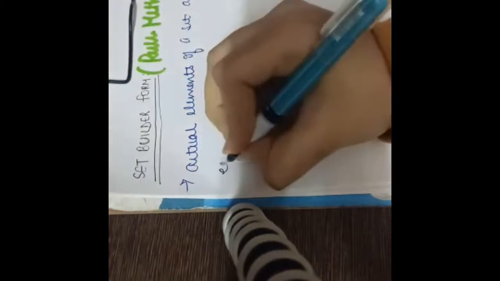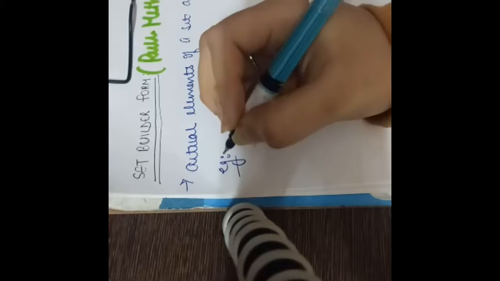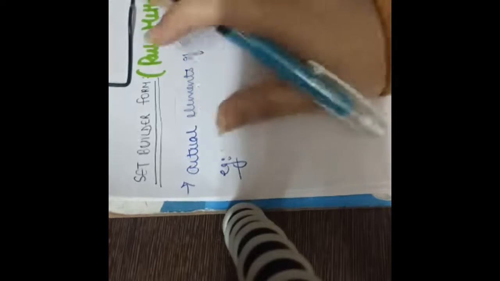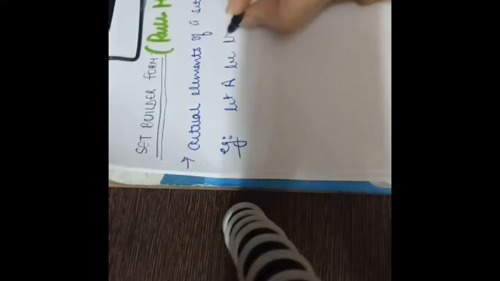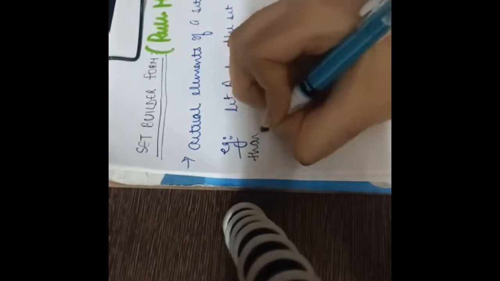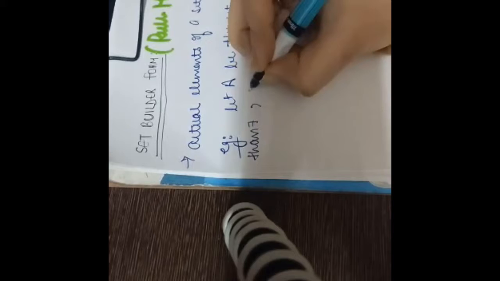Now let's take an example. Let A be the set of natural numbers less than 7. Then you have to write them in the set builder form.